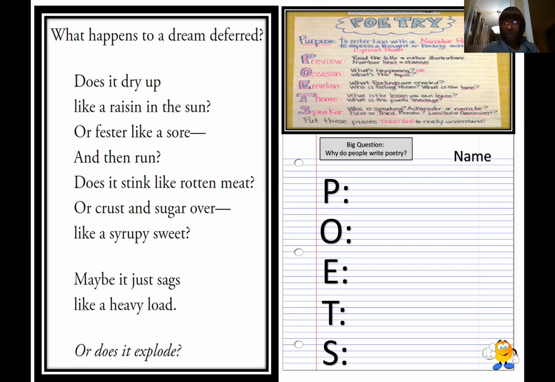Does it dry up like a raisin in the sun? Or fester like a sore and then run? Does it stink like rotten meat or crust and sugar over like a syrupy sweet? Maybe it just sags like a heavy load, or does it explode?